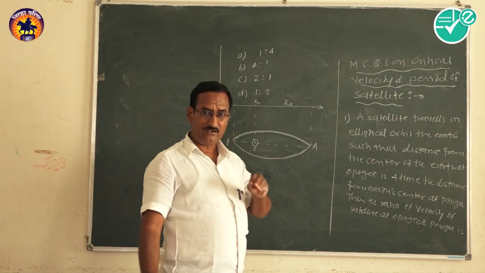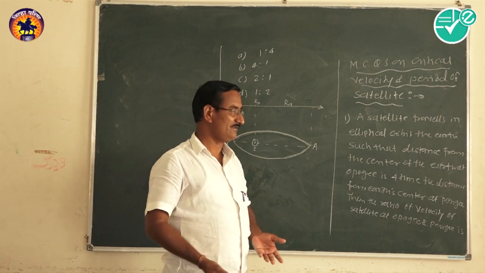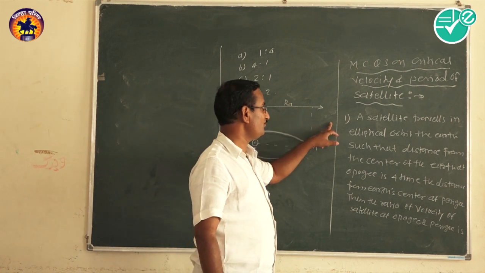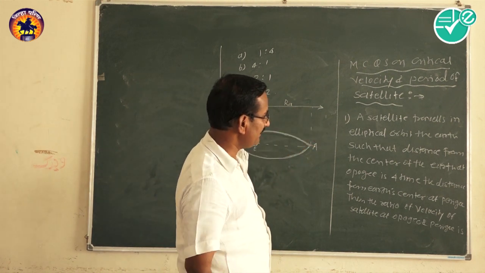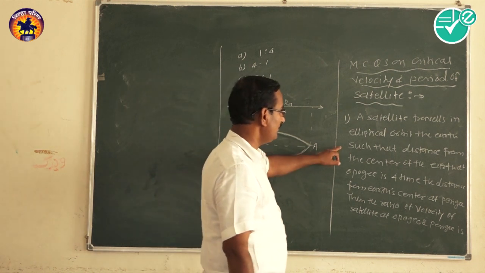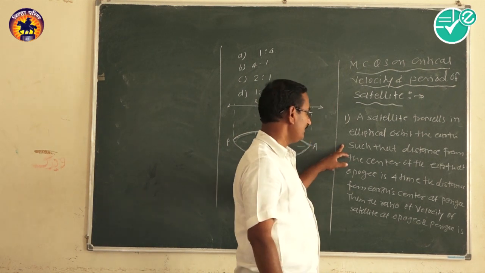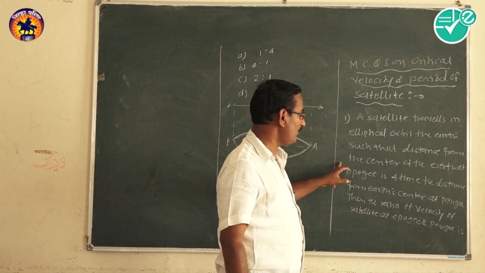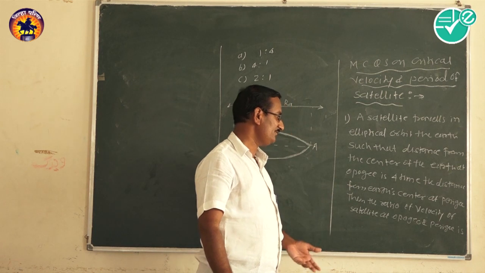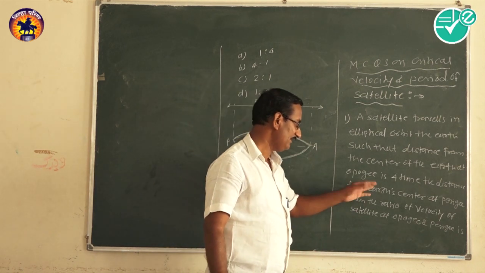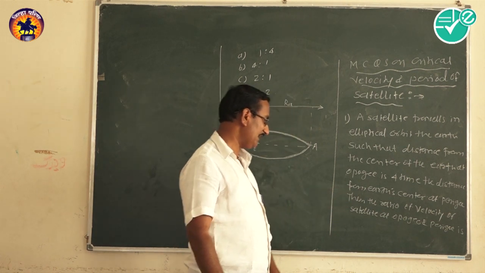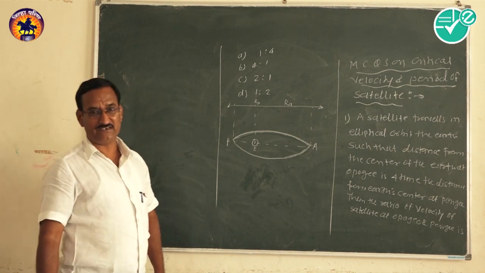A simple MCQ from these articles may be asked in examinations: a satellite revolves in an elliptical orbit around the Earth, such that the distance from the center of the Earth at apogee is 4 times the distance from the Earth's center at the perigee. Then find the ratio of velocity of the satellite at the apogee and perigee.